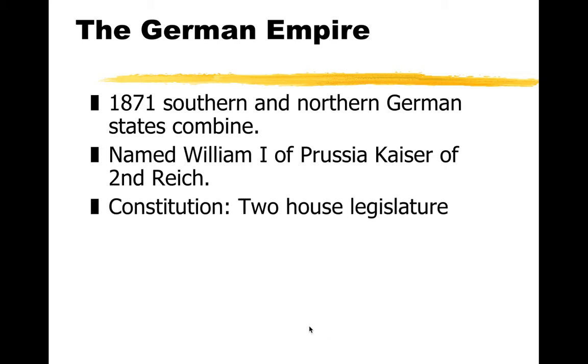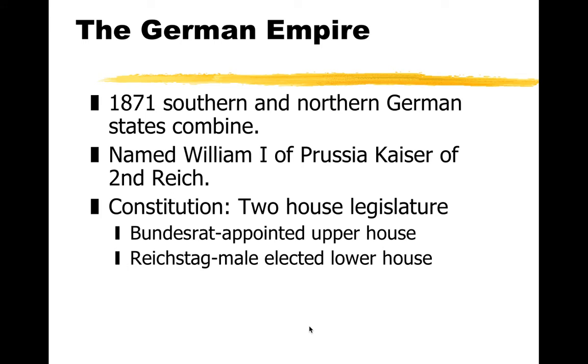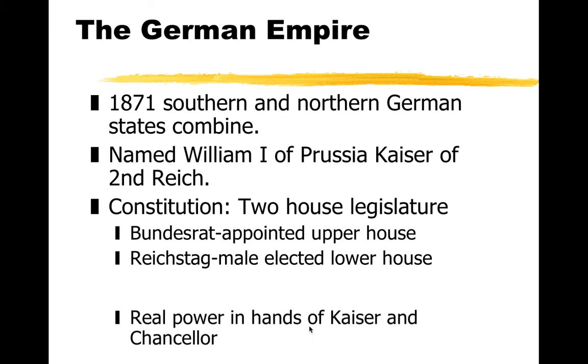All right. So they create a constitution, and in that constitution, there's a two-house legislature. You have the Bundesrat, which is the appointed upper house, and you have the Reichstag, which is the male-elected lower house. So it's kind of like the United States, right? You've got the Senate and the House of Representatives. Same thing here with the Bundesrat and the Reichstag.